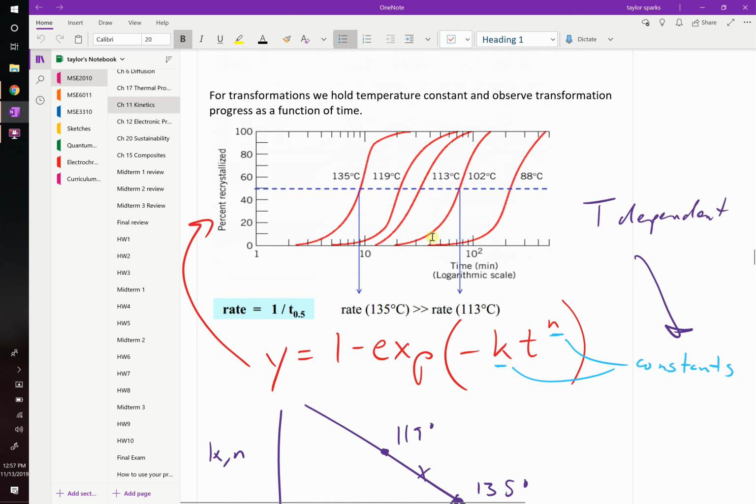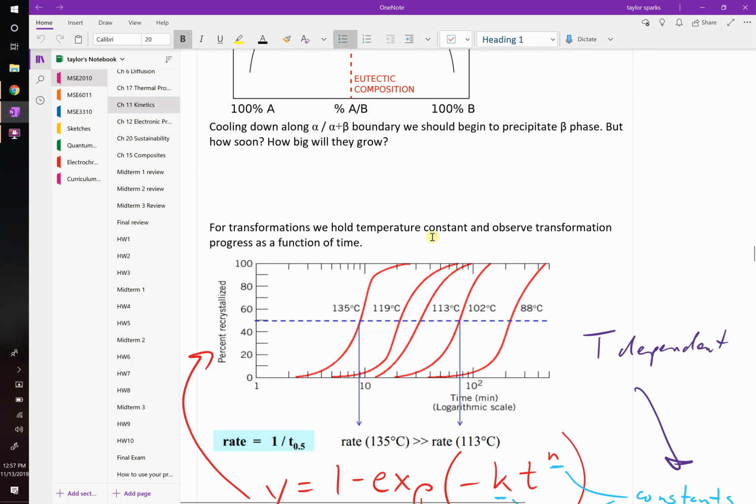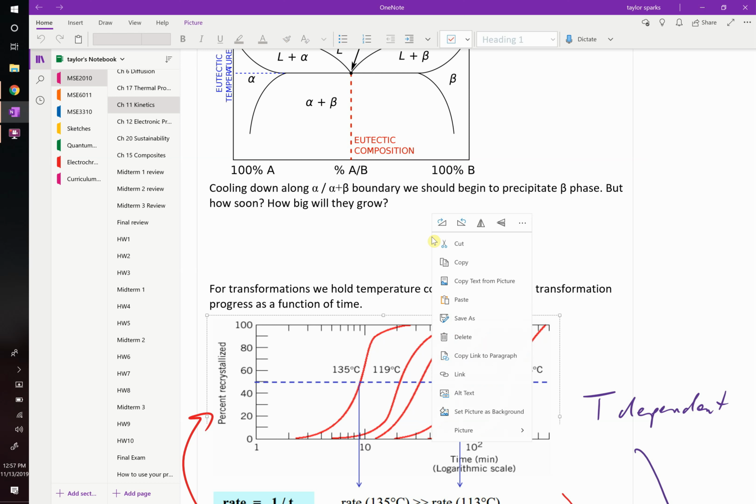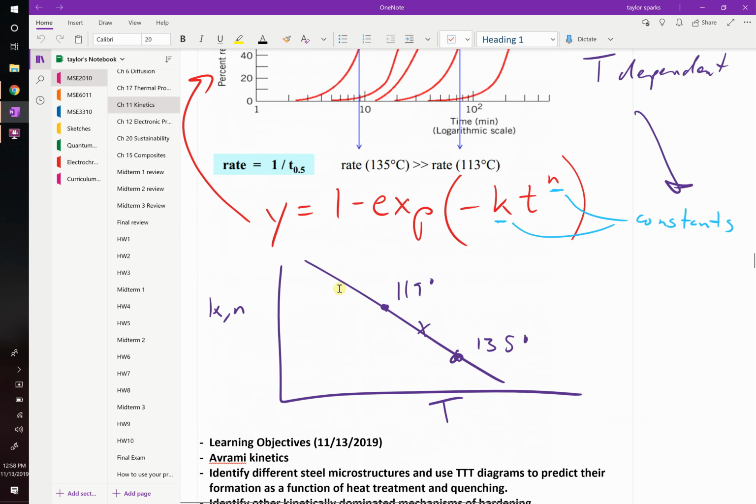So last time we left off, we said that anytime something transforms from one phase to another, it typically has this sort of S-shaped curve, right? When you plot it with a log axis on the x-axis, and then you have just the fraction transformed on the y-axis, going from 0 to 1 if it's fraction, or 0 to 100 if it's percent, then it has this S-shaped curve.